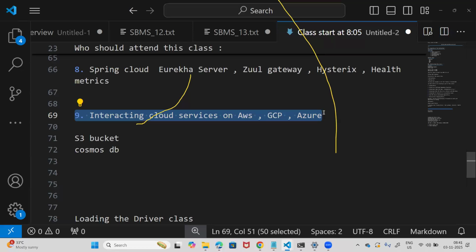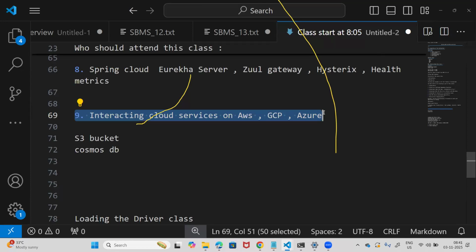This is very much mandatory, guys, because in the interview, if you say, sir, I don't know how to interact with any cloud, he will definitely think you are just a fake candidate, because nowadays any Spring Boot application is interacting with cloud services, for sure. We are not at all interacting with a direct database, guys.